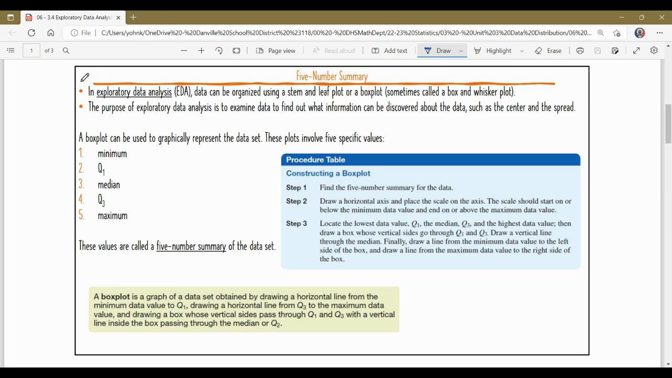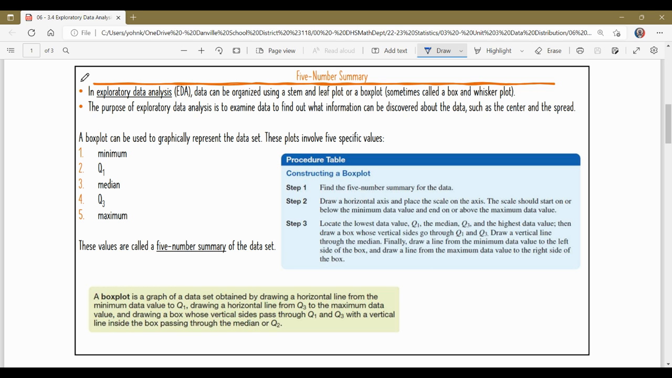In exploratory data analysis, or EDA, data can be organized using a stem and leaf plot or a box plot, sometimes called a box and whisker plot. The purpose of exploratory data analysis is to examine data to find out what information can be discovered about the data, such as center and spread. So we're going to take data, graph it into a box plot, and then explore the various calculations that come from it.